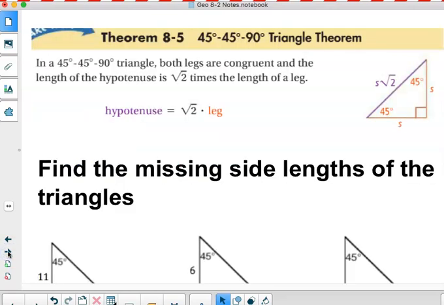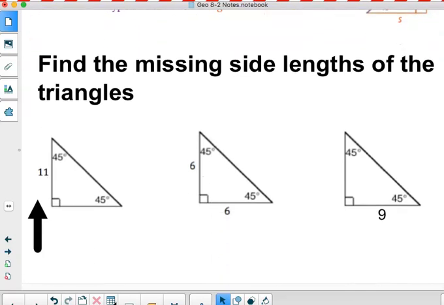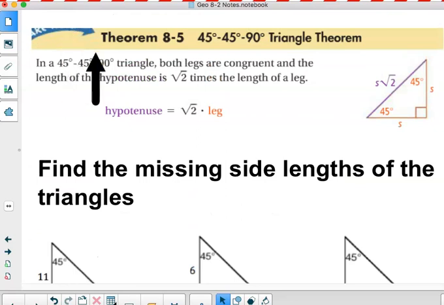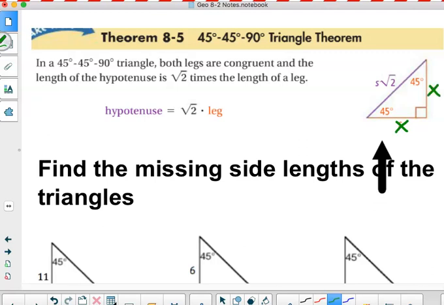Oh, look at this. We have our opening. Oh, we got another arrow here. Okay, we got to bring that up so we can talk about it. Theorem 8-5, 45-45-90 triangle theorem. In a 45-45-90 triangle, both legs are congruent. They're the same value. You know, we're not going to use S because, boy, when I write them, they look like fives. So we're going to call them X. And we're going to call it X. And this is X, the square root of 2.